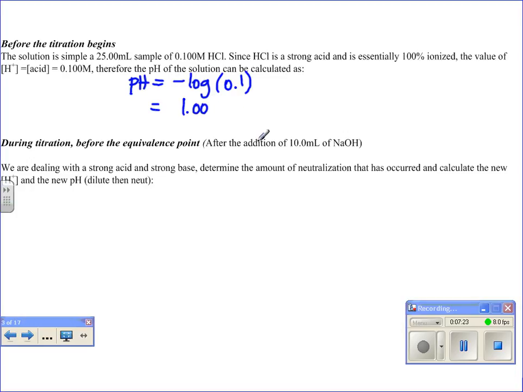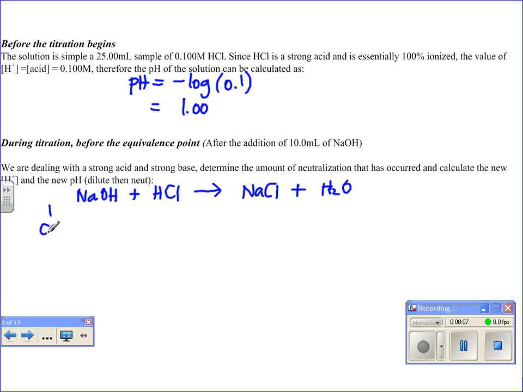Now, let's look at the concentration of H plus and subsequently the pH after a certain amount of base has been added. We're talking about the region before the equivalence point here. We're dealing with a strong acid and base, and if we're before the equivalence point, we have a scenario where we have a limiting reactant. So we need to look at the reaction that we have. And remember, anytime you have a reaction with a strong acid or a strong base, and in this case we've got both, it's going to be a complete reaction. So we're going to have a full arrow here.